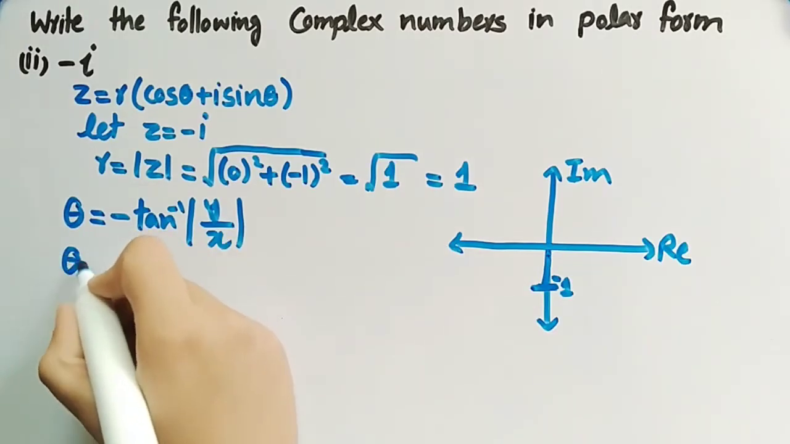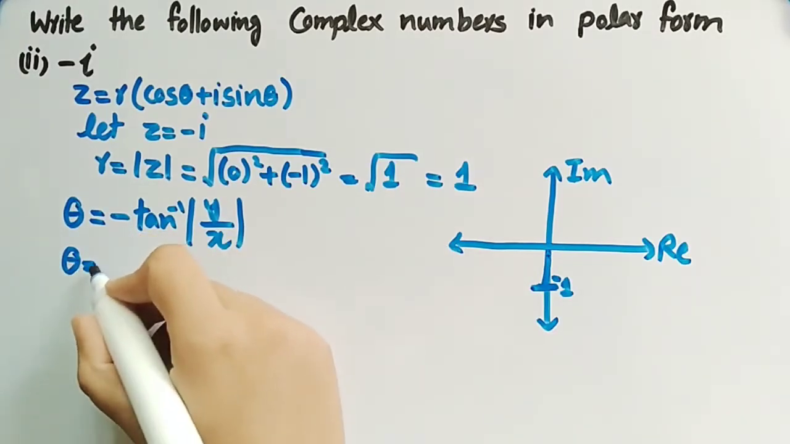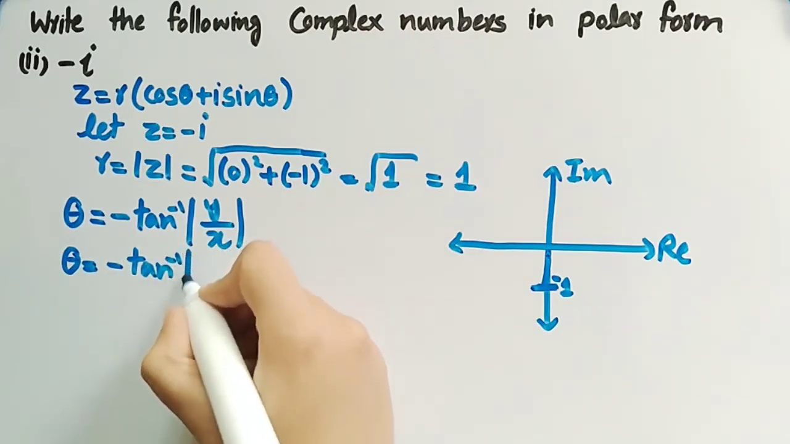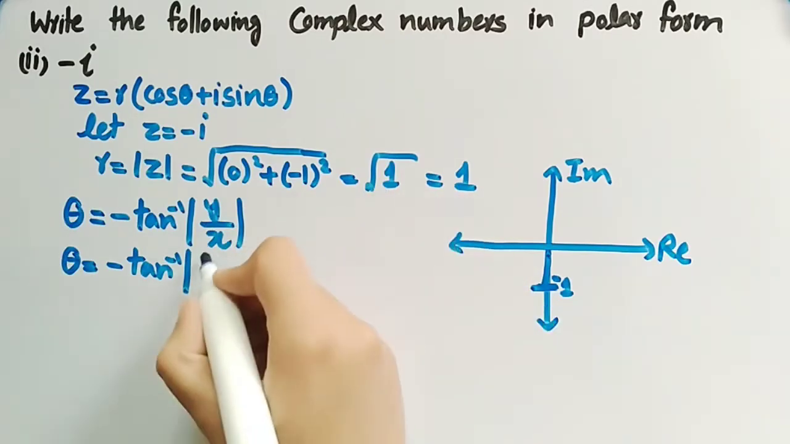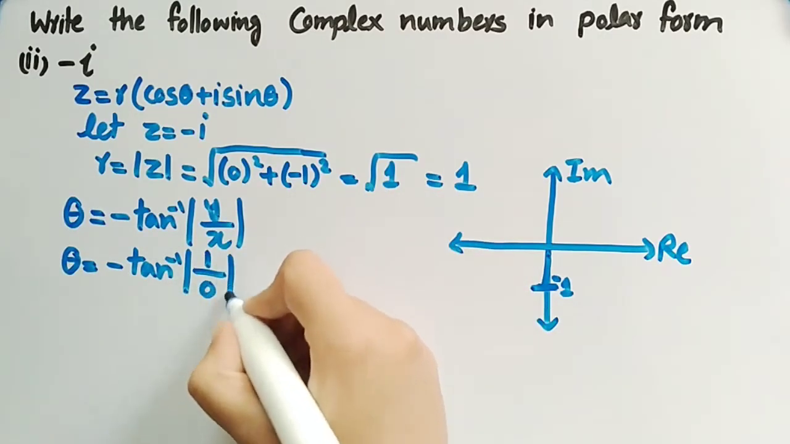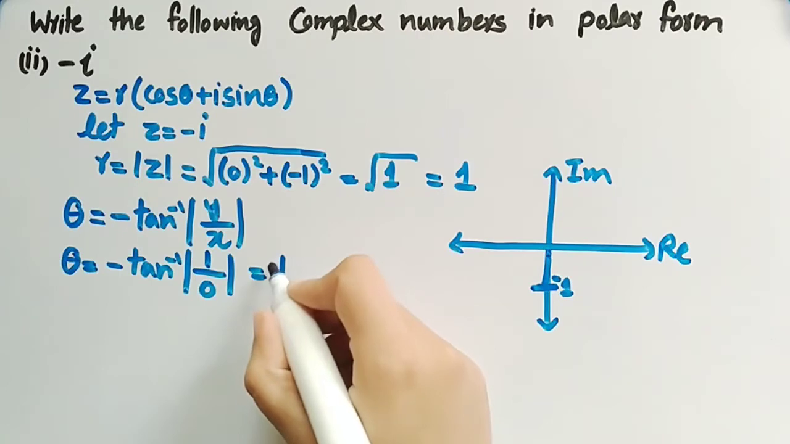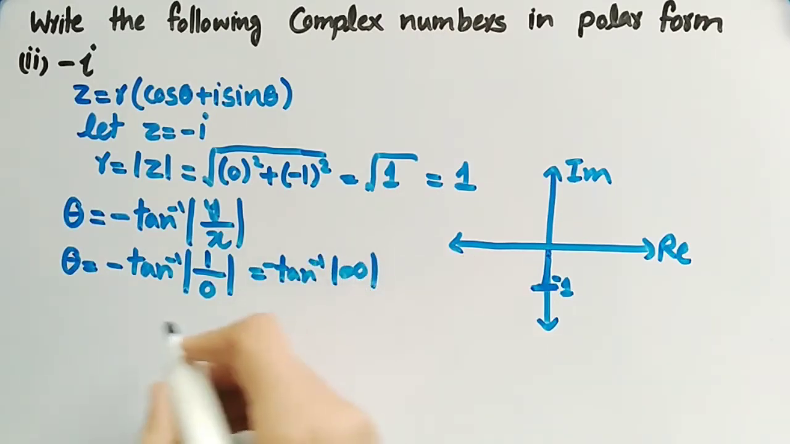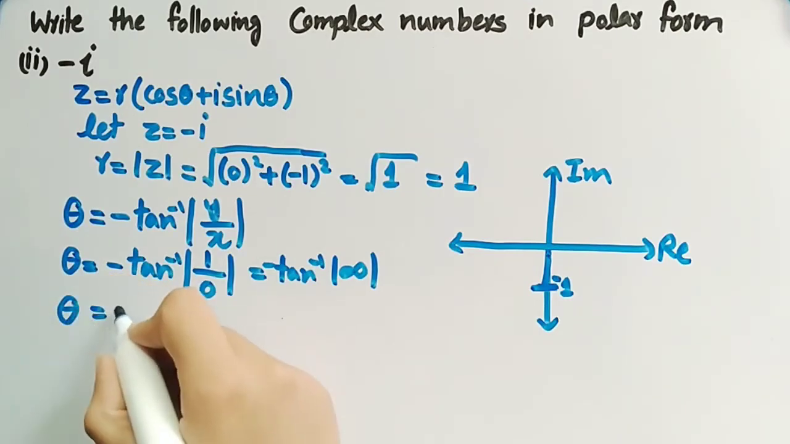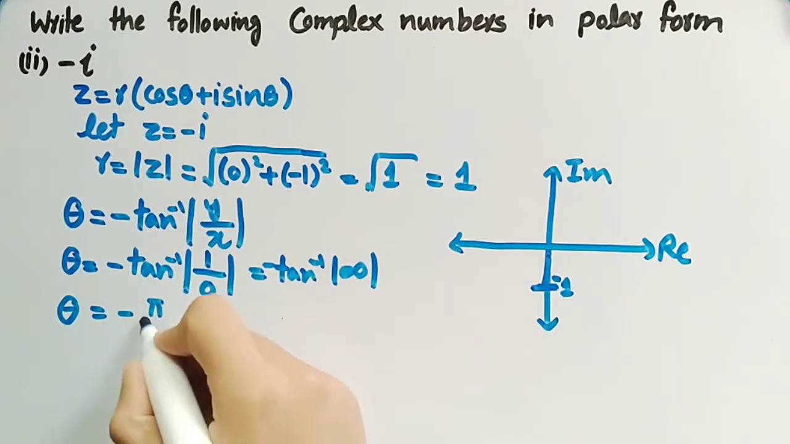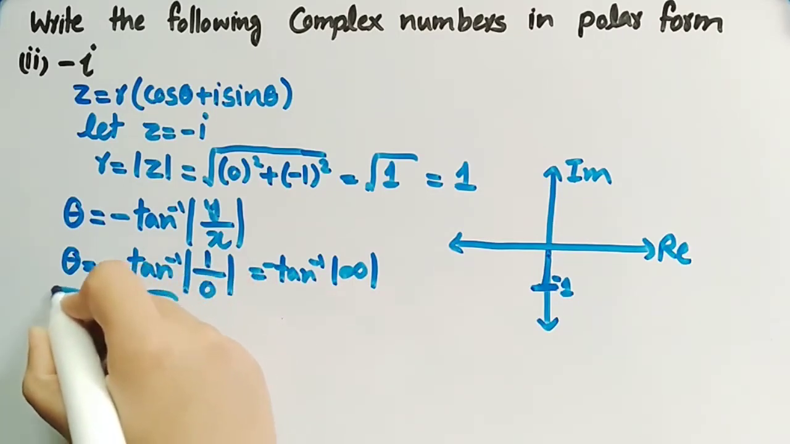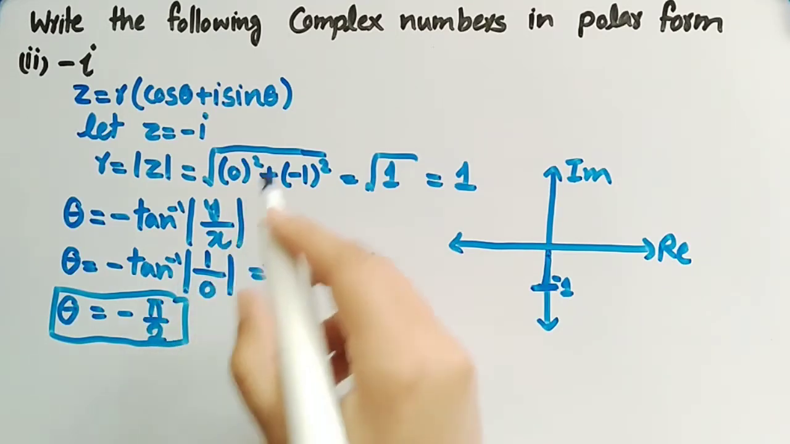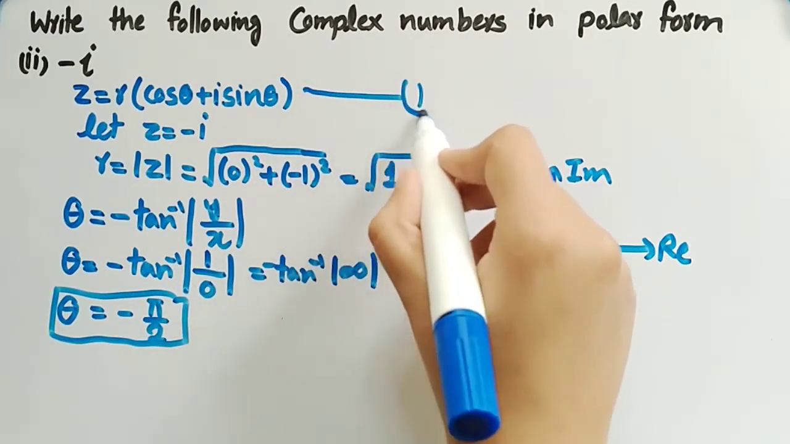So in this case, the value of principal argument, which is equal to theta, will be equal to minus tan inverse, where the value of y is 1 and x is 0, which is equal to minus tan inverse infinity, and it is equal to minus pi by 2. So this is the value of theta. Now we will replace the value of r and theta in equation 1.